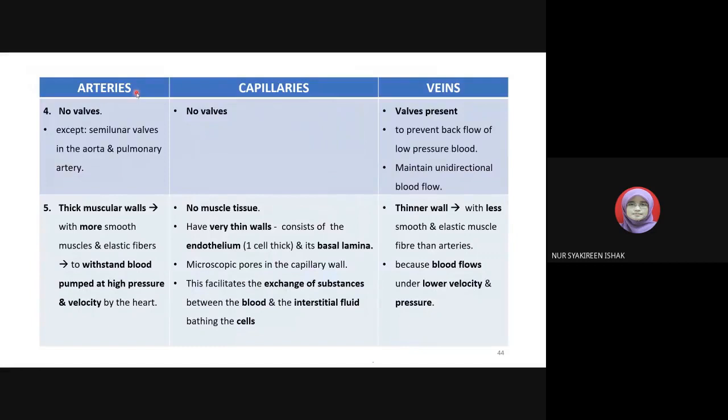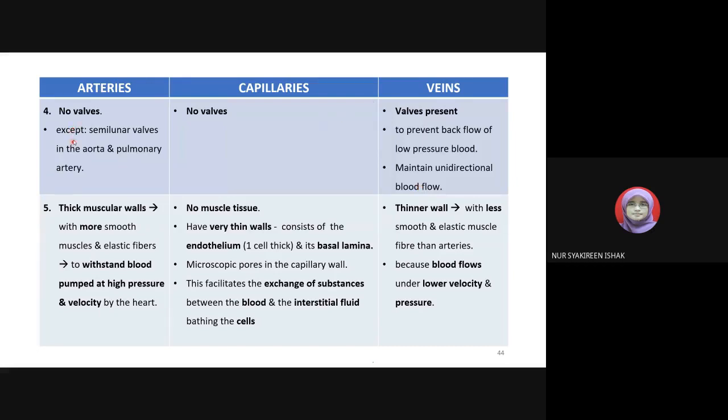As for the artery, it has no valve. Same goes to capillaries, obviously there's no valve. And then vein, presence of valve, okay? Sebab apa? It carries blood with low pressure. Okay, so this is to prevent backflow of low pressure blood and maintain unidirectional blood flow. Okay, so this is to make sure that blood flows in the opposite direction and not flowing backward.